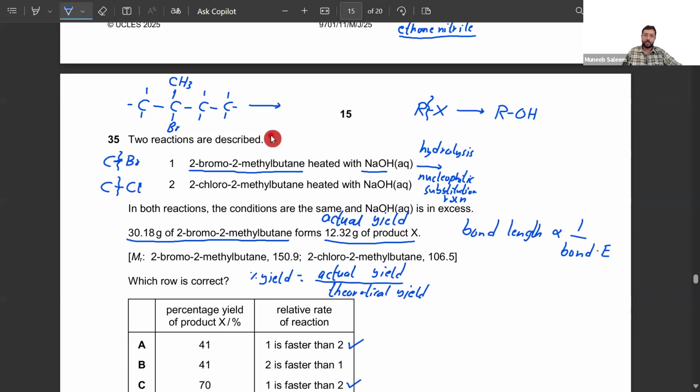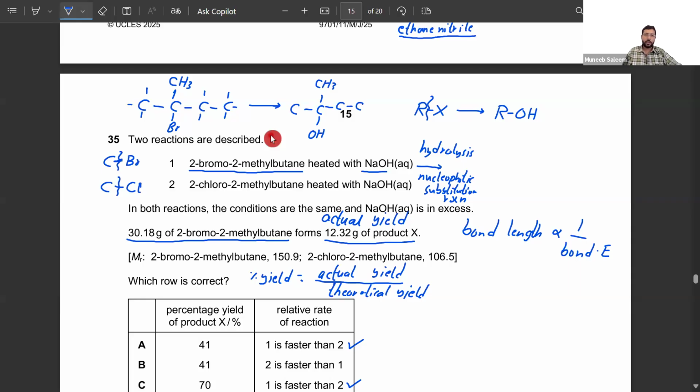This is the reaction with aqueous NaOH. That means the alcohol is formed. So you will have the OH group present on the second carbon instead of bromine, and the rest of the structure will remain the same.